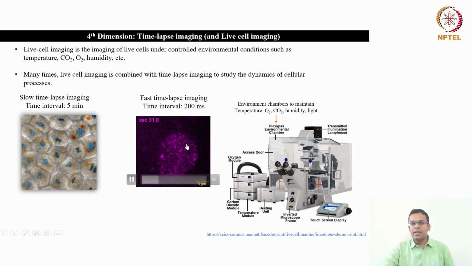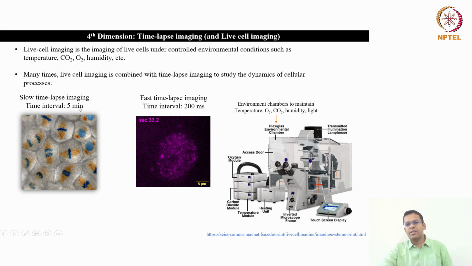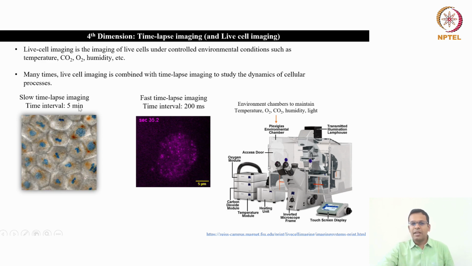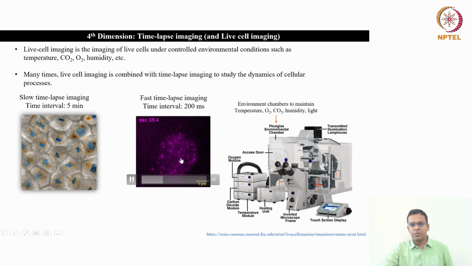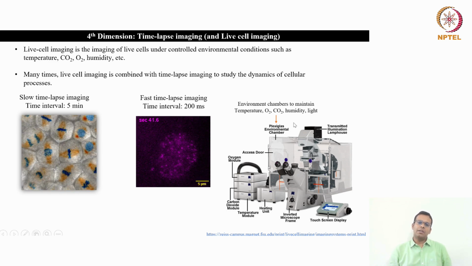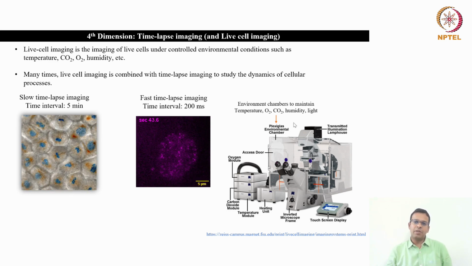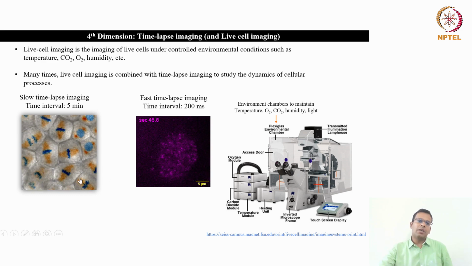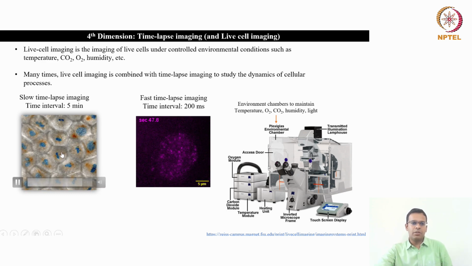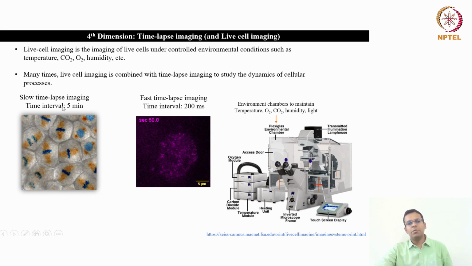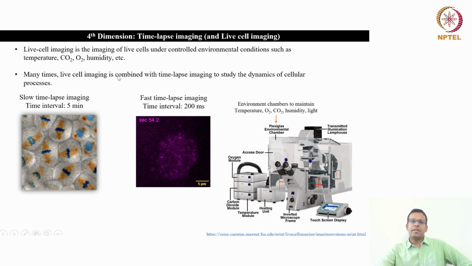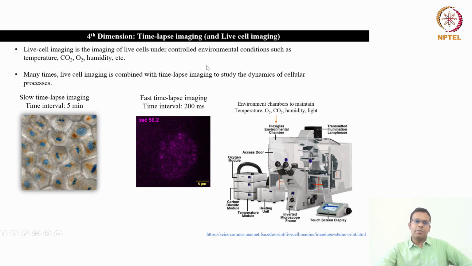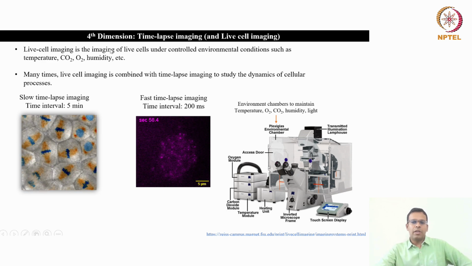If you image this kind of sample with a 5 minute time interval, then the entire dynamic information is lost. You cannot get any dynamic information because it's so fast. You have to image it in a fast way, like every 200 milliseconds. But for a process like cell division, which takes hours, you can image at every 5 or 10 minute time interval. So this is known as time-lapse imaging and live cell imaging. And this is the fourth dimension.